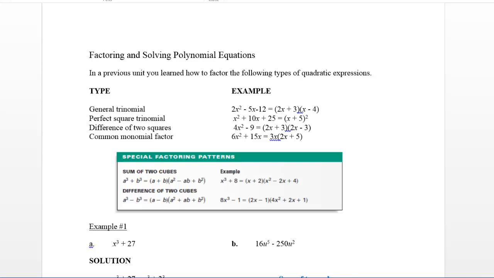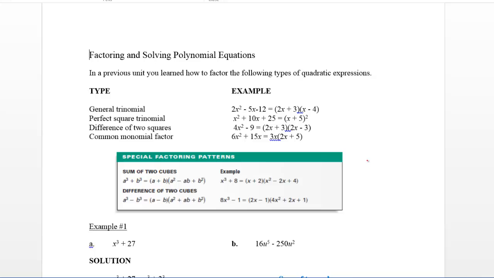Just like perfect squares, where we can have a difference of two squares, we can have a difference of two cubes. Unlike squares, cubes can actually have a sum of two cubes. And you can see in this little special factoring patterns box, we show you the pattern. The easiest way to remember this pattern is through continued use.